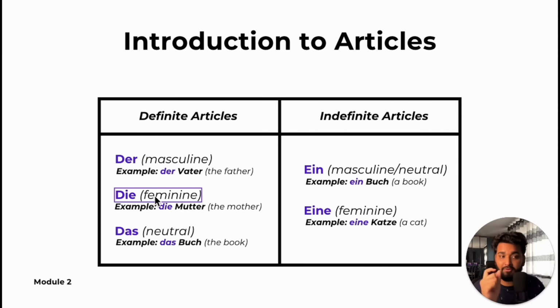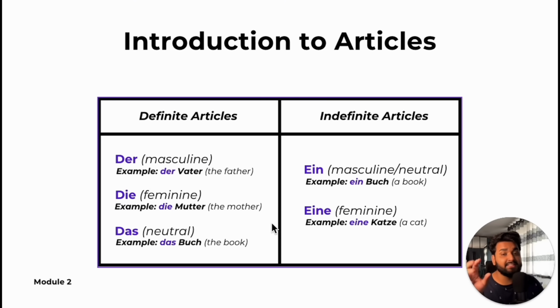Die is all about feminine. For example, die Mutter. Mutter is basically the German word for mother. As Mutter is a feminine word, that's why Mutter has the article die. And finally, das is used for neutral things. For example, Buch. Buch is the German word for book. So Buch is a neutral word. That's why the word has the article das, das Buch. So der Vater, die Mutter, and das Buch.